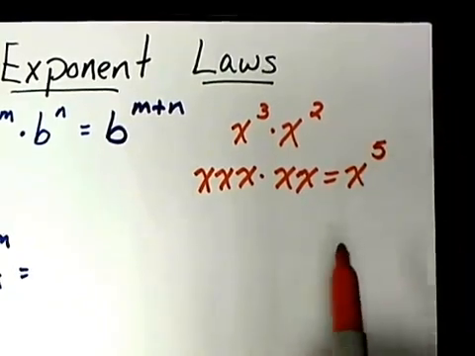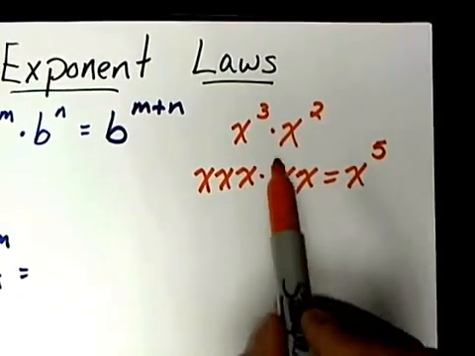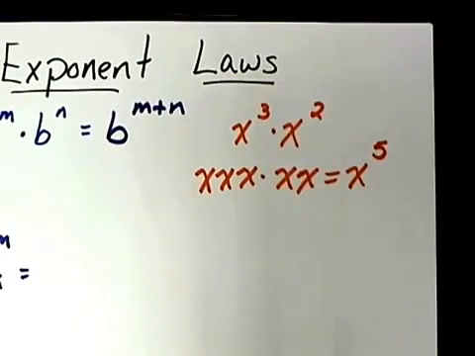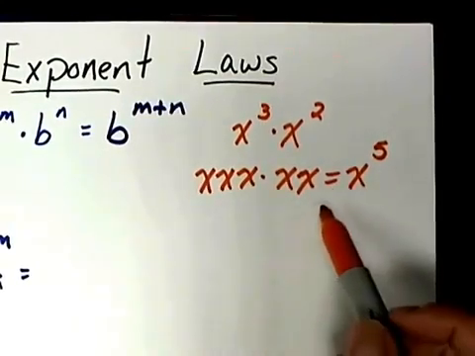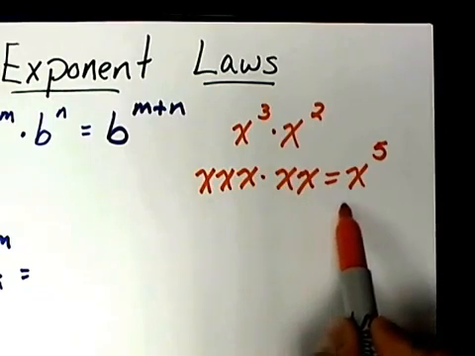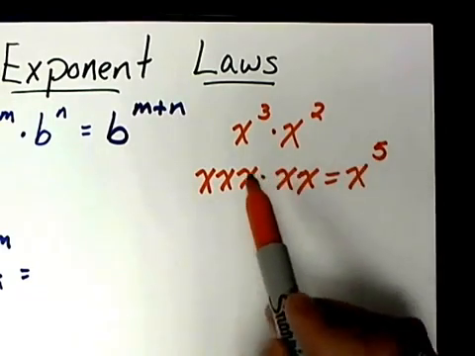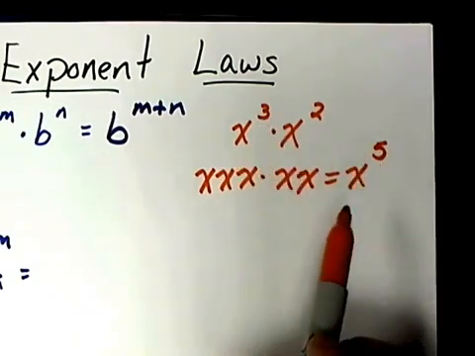Well, instead of having to write it out like that every time, we notice that 3 plus 2 is 5. So after doing a boatload of these, instead of expanding it out like this, we can apply the law that when multiplying like base numbers, you add the exponents.